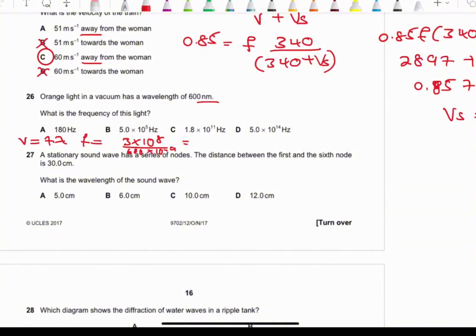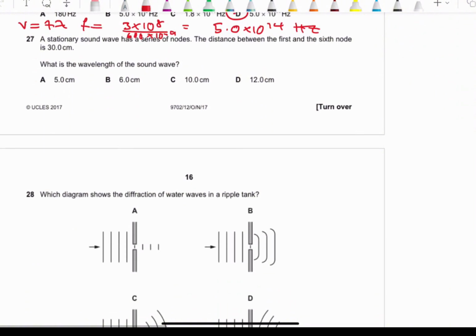So we already know that EMF waves travel at a very fixed speed, which is 3 times 10 to the power of 8. So that's going to give us 5.0 times 10 to the power of 14 hertz. So the answer is going to be D. Move on to question 27.